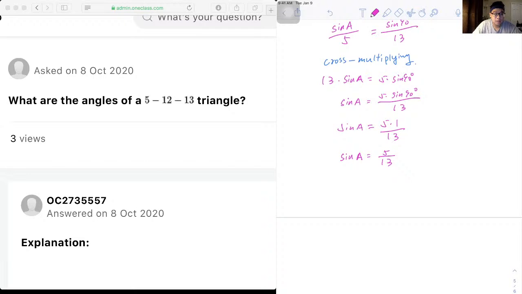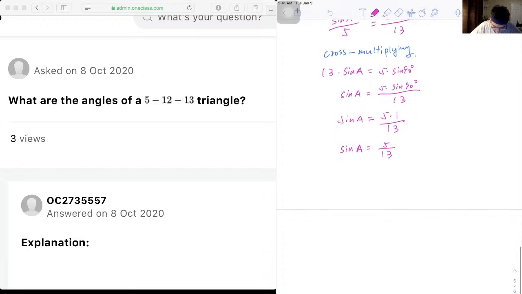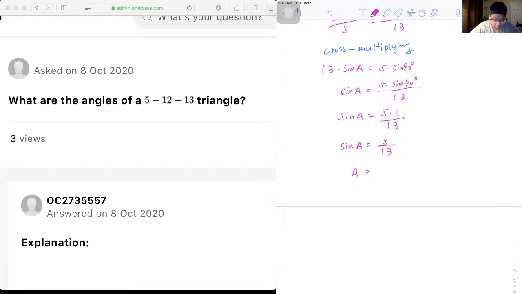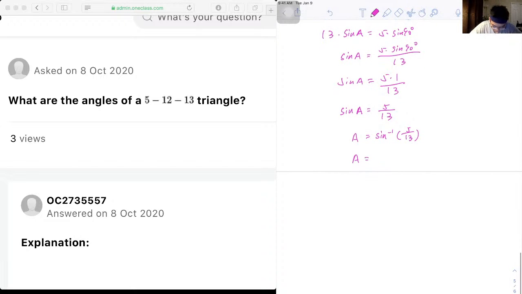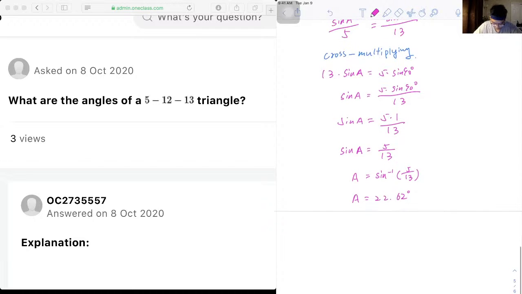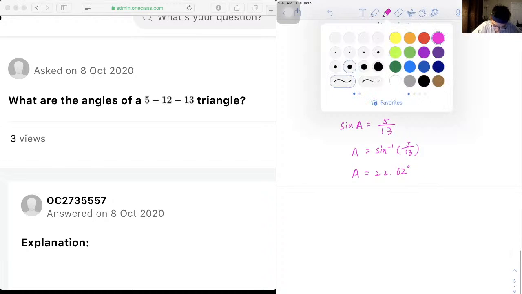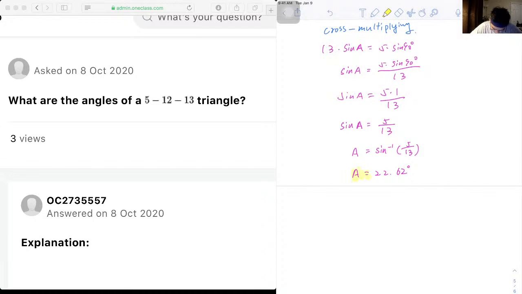And taking the inverse sine of both sides of the equation, we will have A is equal to sine inverse 5 over 13. And you plug that into your calculator. So that should give you 22.62 degrees. Okay. Yep. So that's what we have for the angle A.